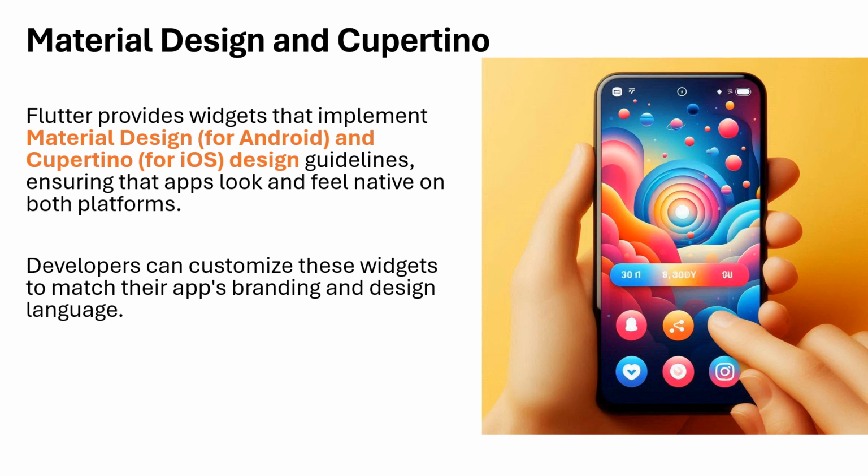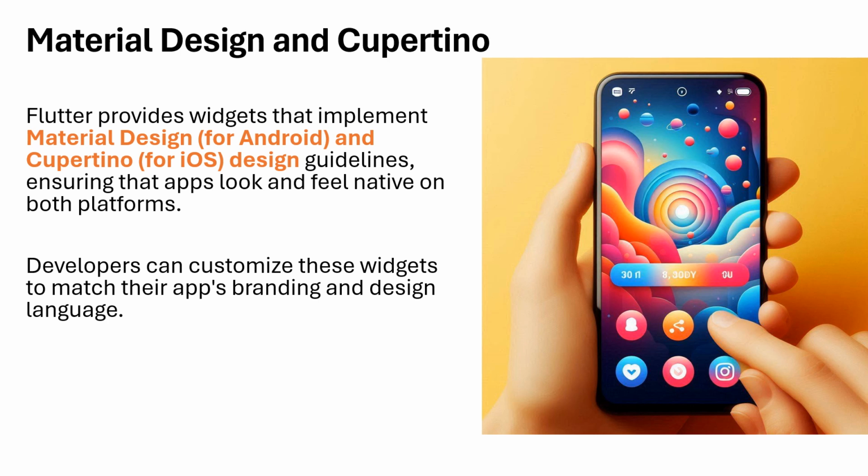So Material Design is a design pattern used for Android, and Cupertino is a design pattern used for iOS. That is how the apps look. That's what you call a design pattern, ensuring that the apps look and feel native on both platforms, because iOS is a completely different platform and Android is completely different.